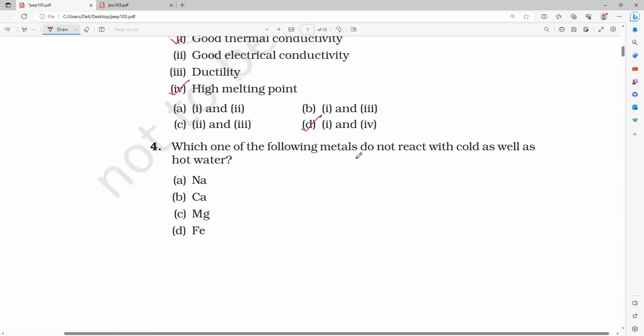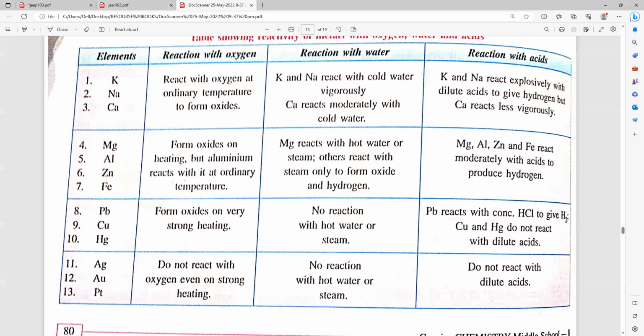Next. Which of the following metals do not react with cold as well as hot water? Cold as well as hot water. That's the reason I said the tabular column is always very important. Everyone has to find it. Make it quick. Iron. Very good.